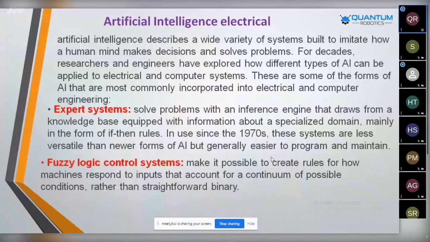Artificial intelligence in electrical. Artificial intelligence describes a wide variety of systems built to imitate how a human mind makes decisions and solves problems. Here you can see artificial intelligence in electrical. We have learned that artificial intelligence is a subdomain of computer science, like a specialization.